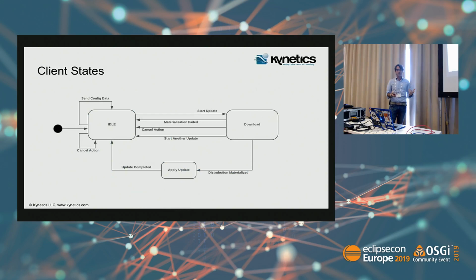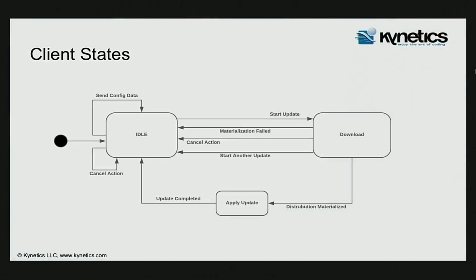So we have a state machine in the client too. It's a little bit simpler than the server one, but it takes care of everything that is happening on the client. Basically, the client can be idle, downloading something, or applying an update, right? And of course, we can go back to these two states, download and idle, because we cancel, or because we download something that is a malformed image. So we didn't materialize any distribution actually in the device. Of course, we can apply the update, and then we complete the update and we go back into the idle state.